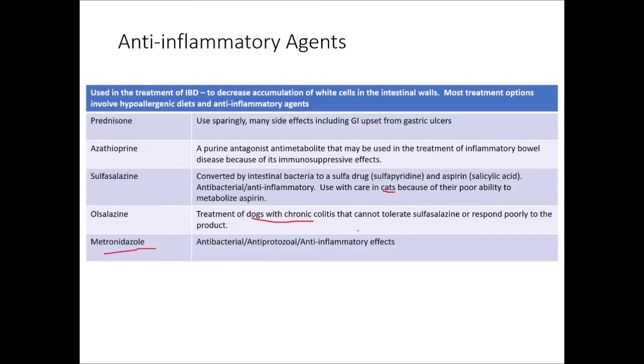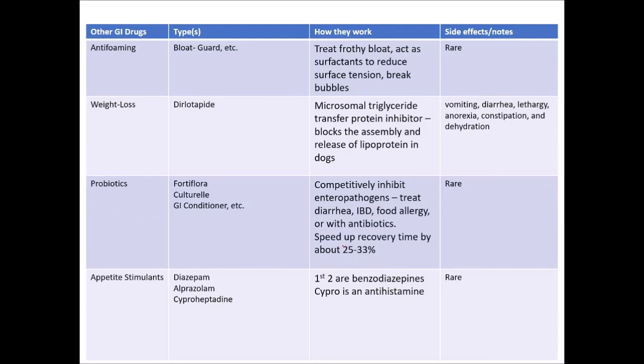If we need to use a medication for weight loss, Dirlotapide is a microsomal triglyceride transfer protein inhibitor that blocks the assembly and release of lipoprotein in dogs, but it can cause vomiting, diarrhea, lethargy, anorexia, constipation, and dehydration. Very rare that we would actually use this medication.